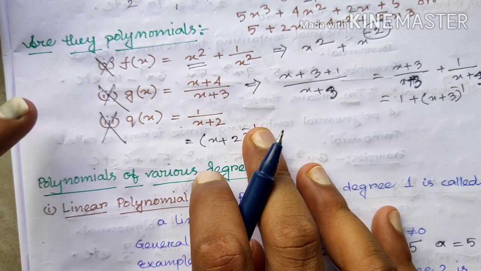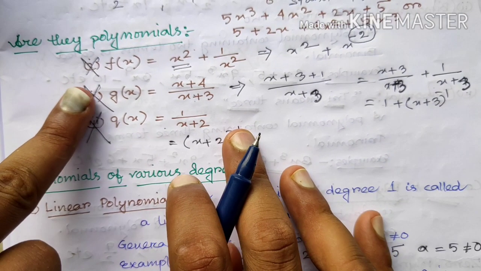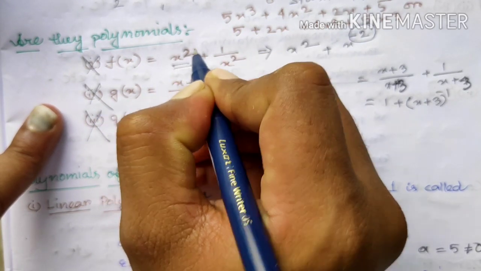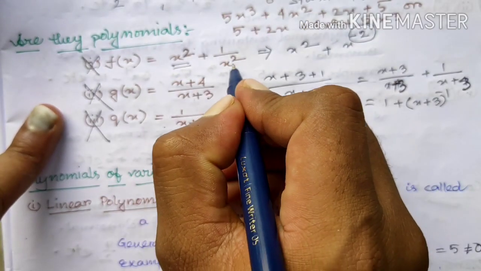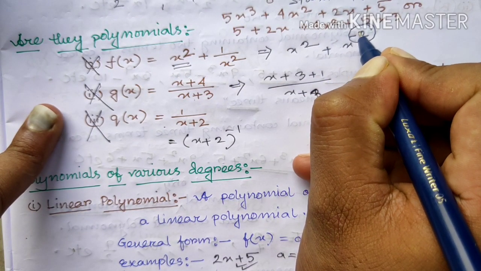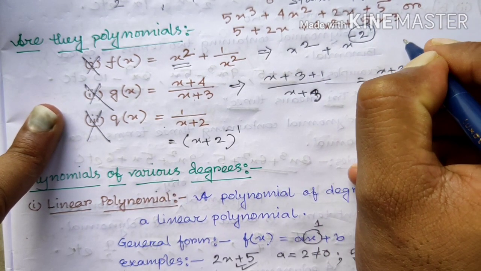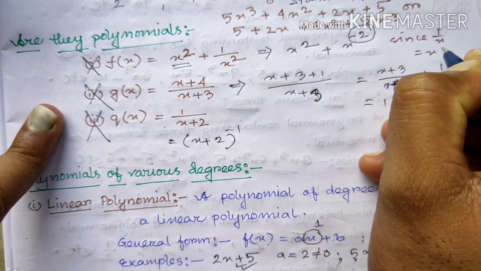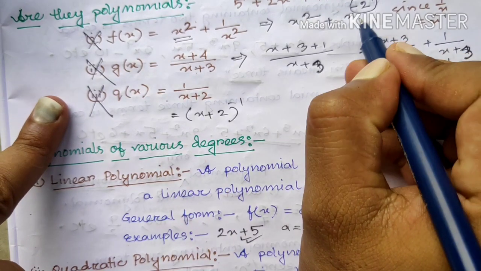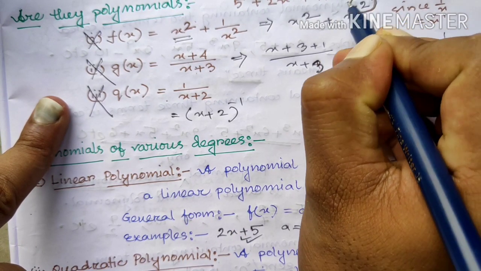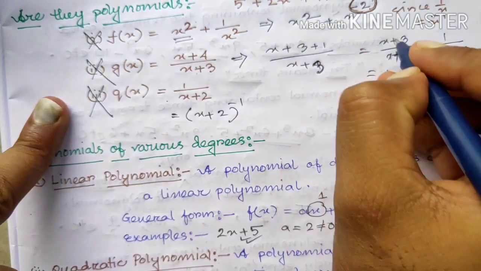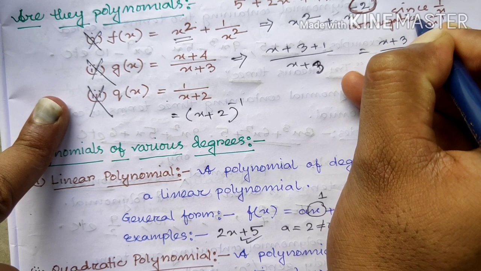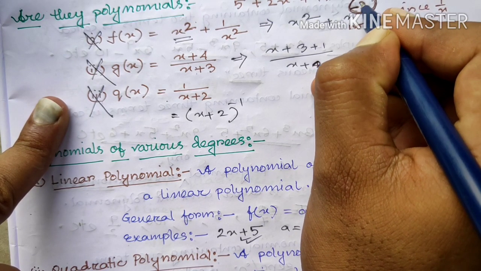Now check some functions. Are they polynomials? For the first function, f of x equal to x square plus 1 by x square. There is no problem in x square, but 1 by x square means x to the power minus 2. Since 1 by x equal to x inverse and x to the power minus 2, here minus 2 is a negative integer. So f of x equal to x square plus 1 by x square is not a polynomial.